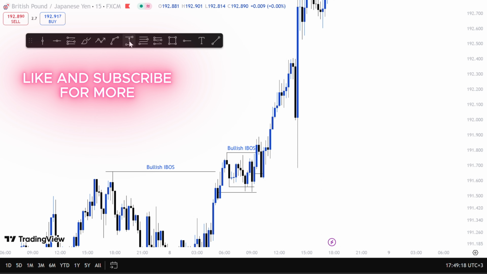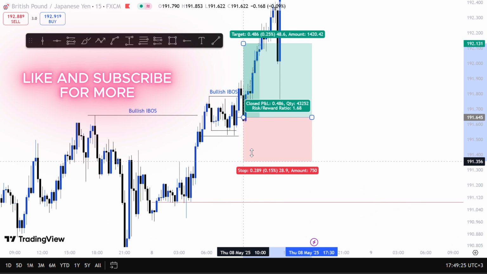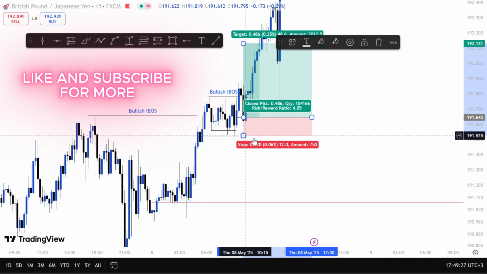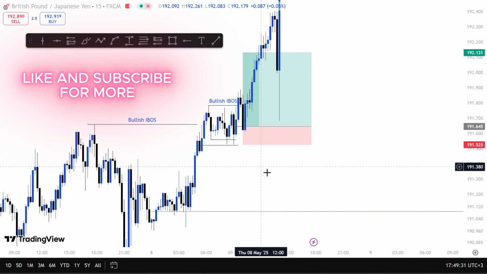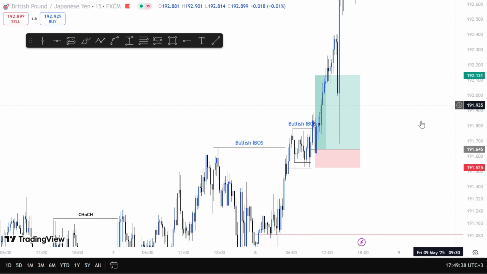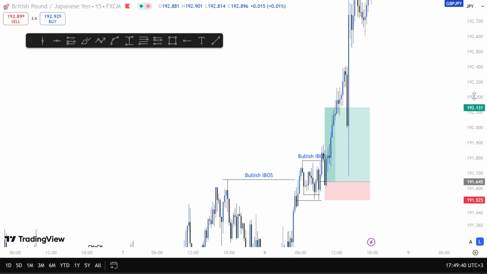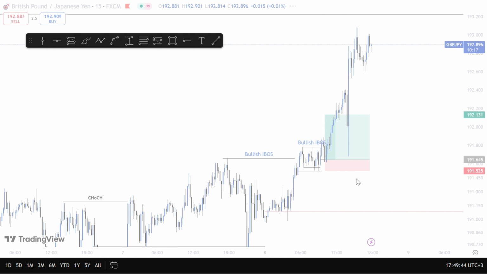And if I execute my trade right here, my stop loss will probably just be below here, just below here. So I set my stop loss, that's a 12 pip stop loss, and my target was actually something I saw on the 4-hour time frame. Let me just show you why.